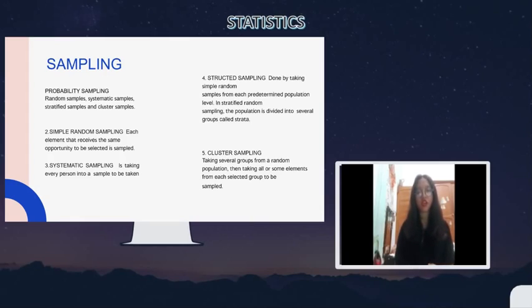Simple random sampling. Each element receives the same opportunity to be selected as a sample. Systematic sampling is taking every nth person into the sample. Stratified sampling is done by taking simple random samples from each predetermined population level. In stratified random sampling, the population is divided into several groups called strata. Cluster sampling, taking several groups from a random population, then taking all or some elements from each selected group to be sampled.